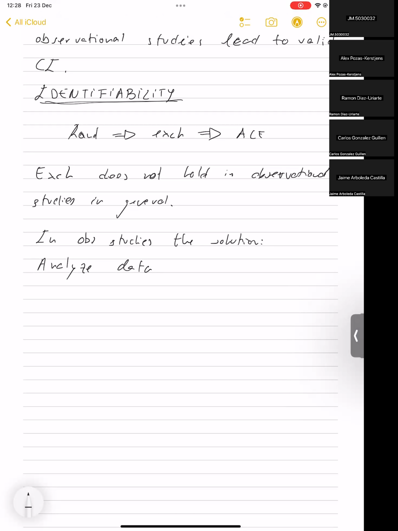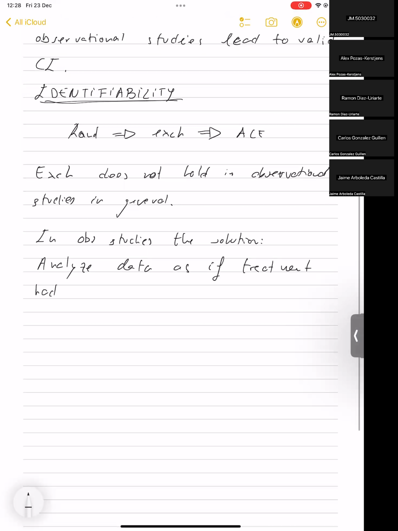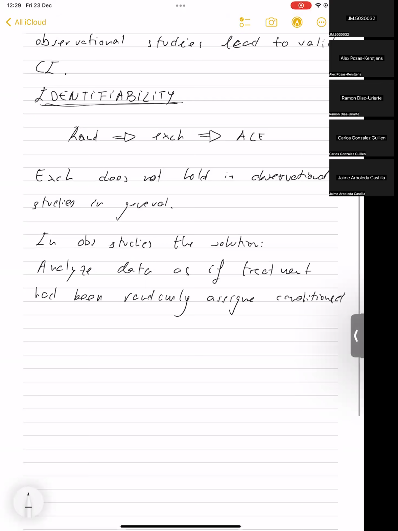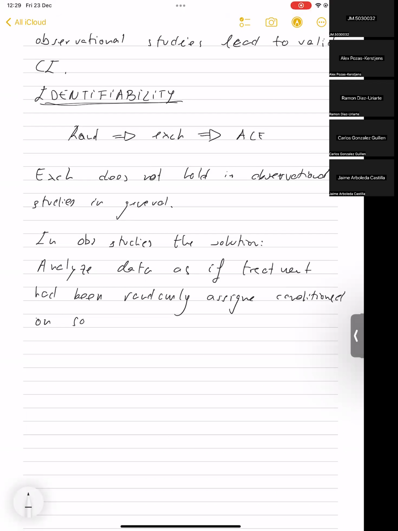So in observational studies, the solution is to analyze the data as if treatment had been randomly assigned, conditioned on some covariates L. And the key thing is this condition on some covariates L.